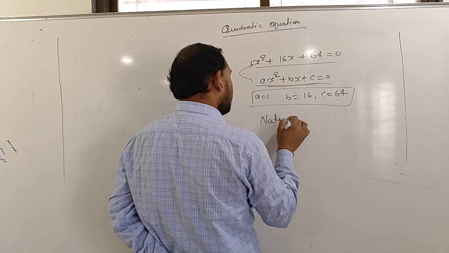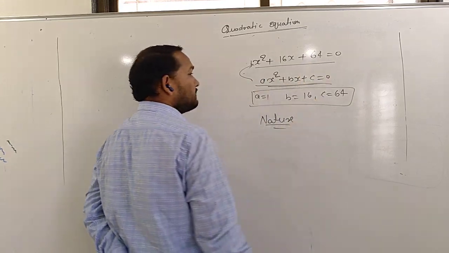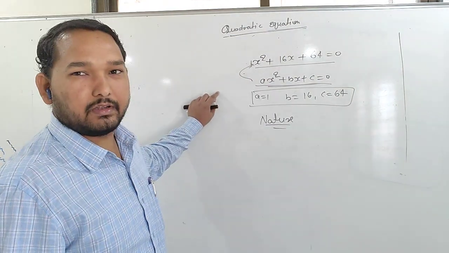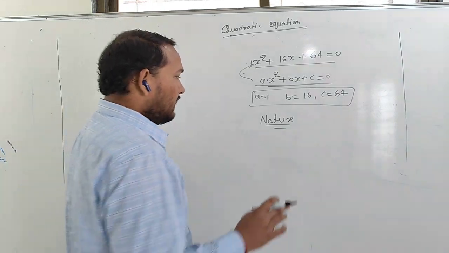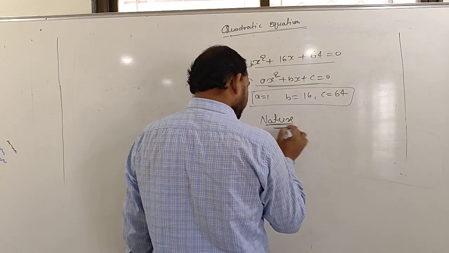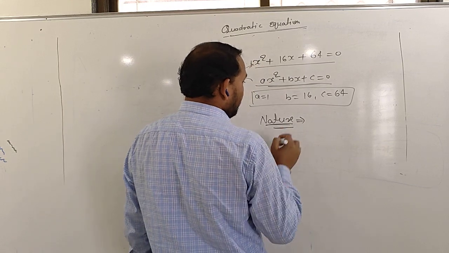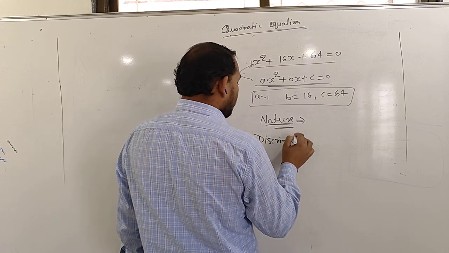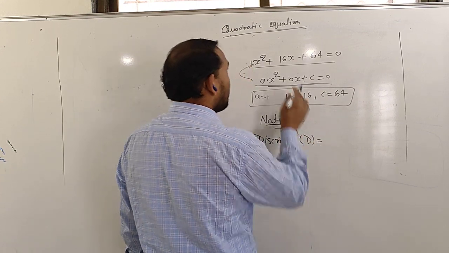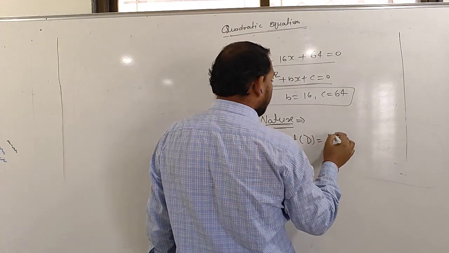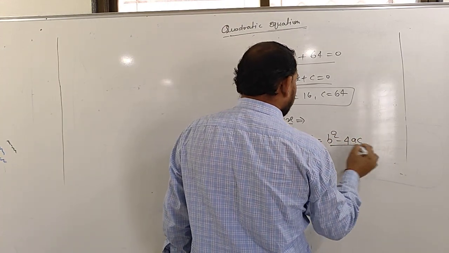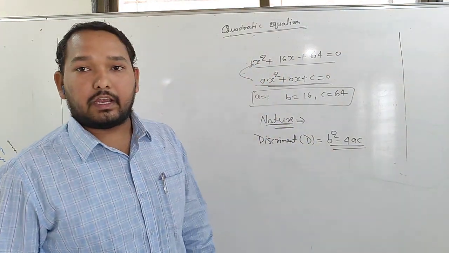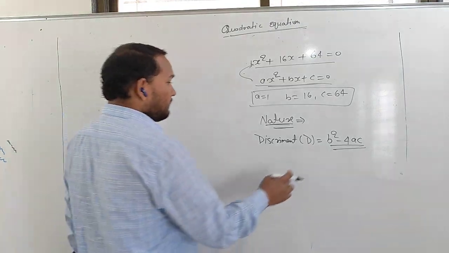Nature means what is the nature of the given expression. Its roots may be real numbers, its roots may be complex numbers, and many things like that. To understand the nature, we need the discriminant. What is the discriminant? The discriminant is the term of any quadratic expression given by b square minus 4ac. That determines the nature of any quadratic equation.